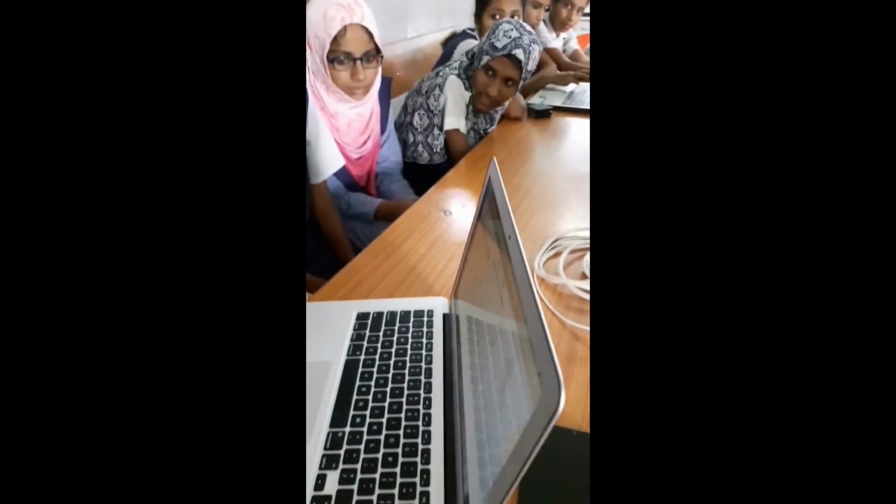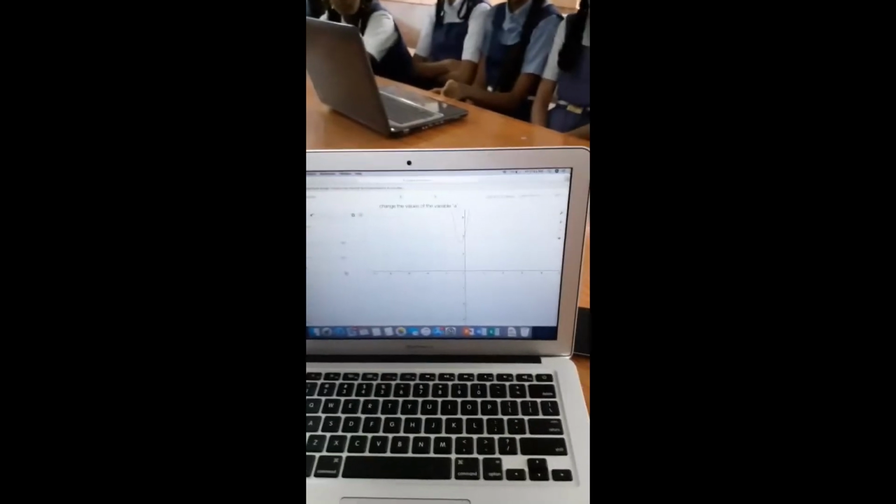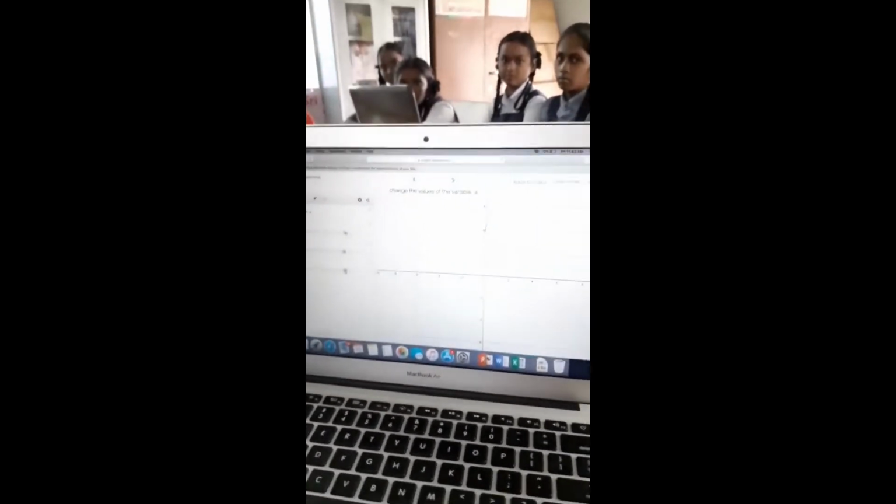Today we are doing an activity by using a laptop, and we are doing an activity on quadratic polynomials. We are seeing that when the values of a, b and c are changing, how the parabola moves.